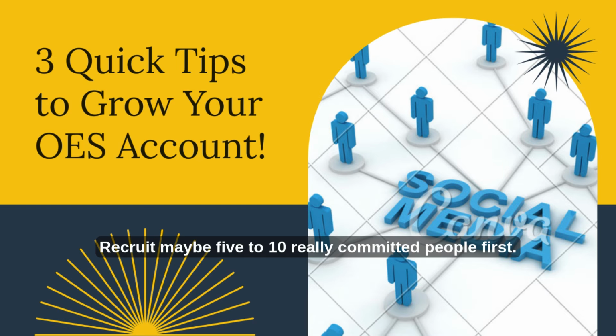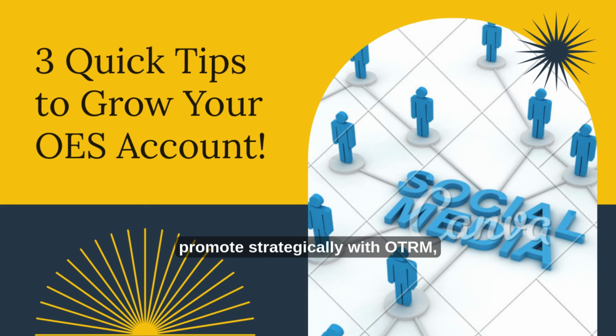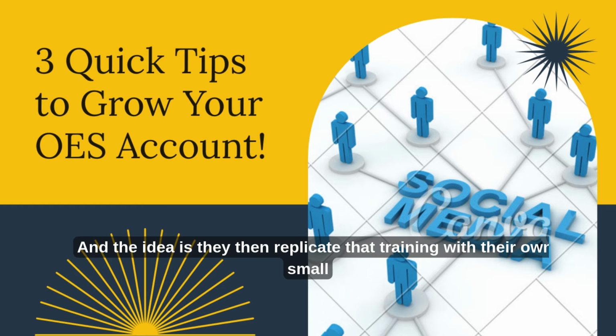So the alternative is? Recruit maybe 5 to 10 really committed people first. Focus intensely on training them to do exactly what you do. Optimize their profile, engage using OConnect, promote strategically with OTrim, quality over quantity initially. And the idea is they then replicate that training with their own small team.